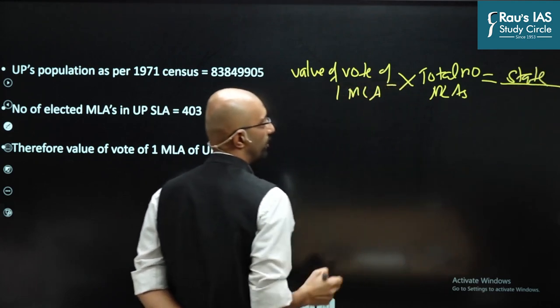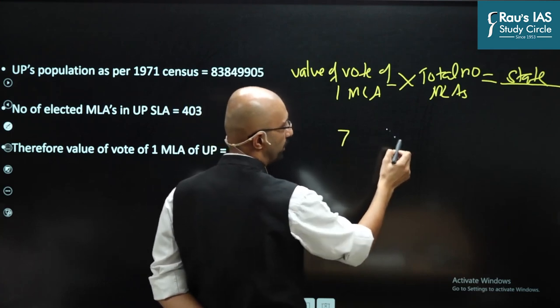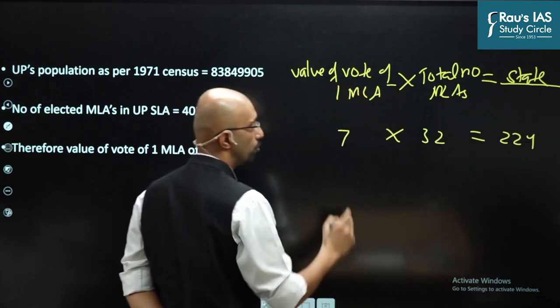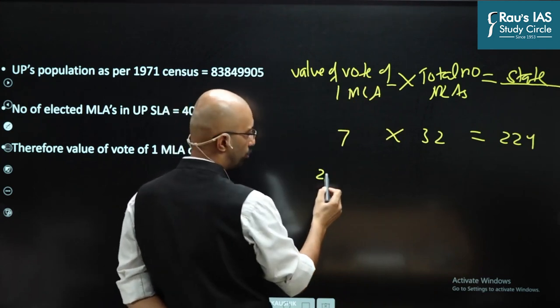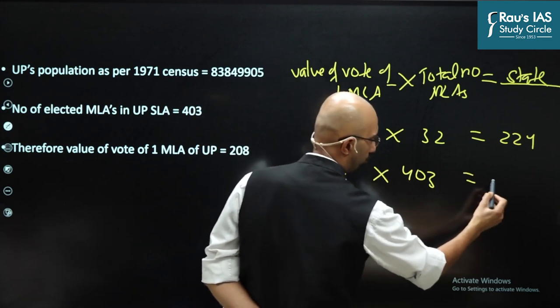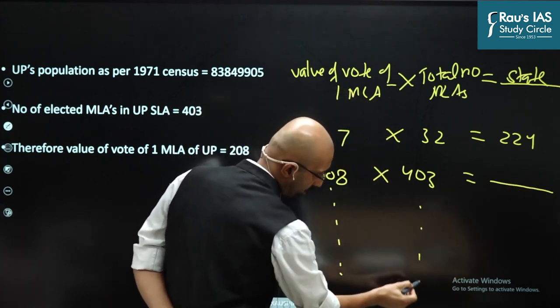So let's say Sikkim, we have said one MLA's vote is how much value? 7. Total how many MLAs? 32, which is equal to 224. UP, value of vote of one MLA is 208 into how many MLAs? 403, equal to whatever number comes. So this exercise I can do for all the states of India.